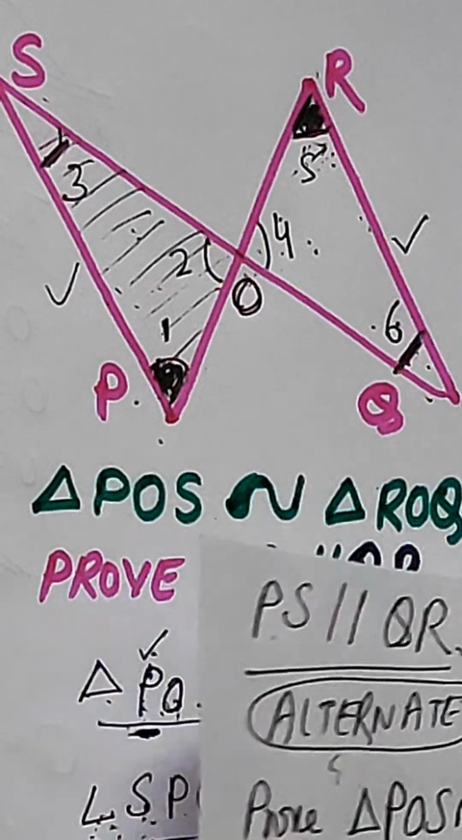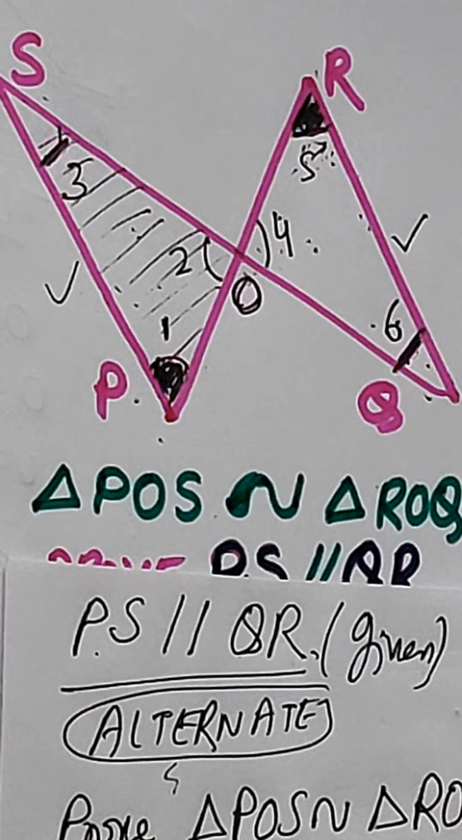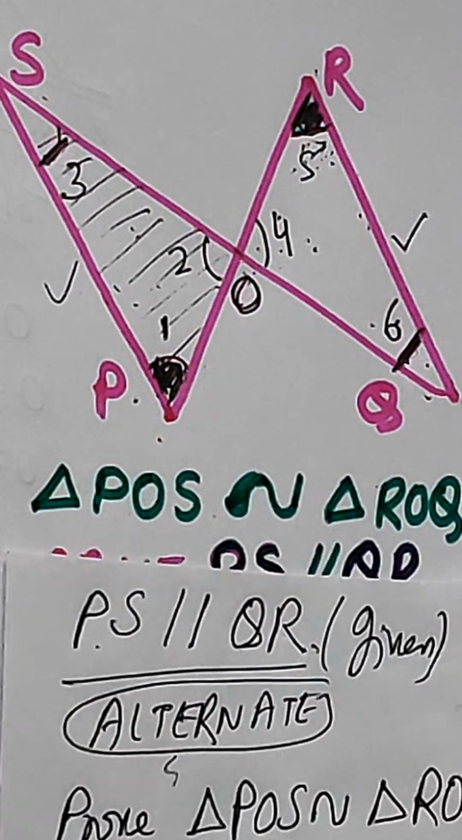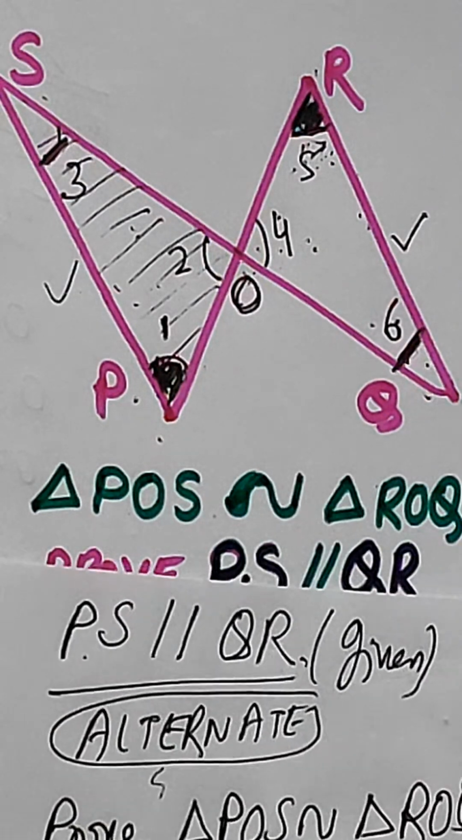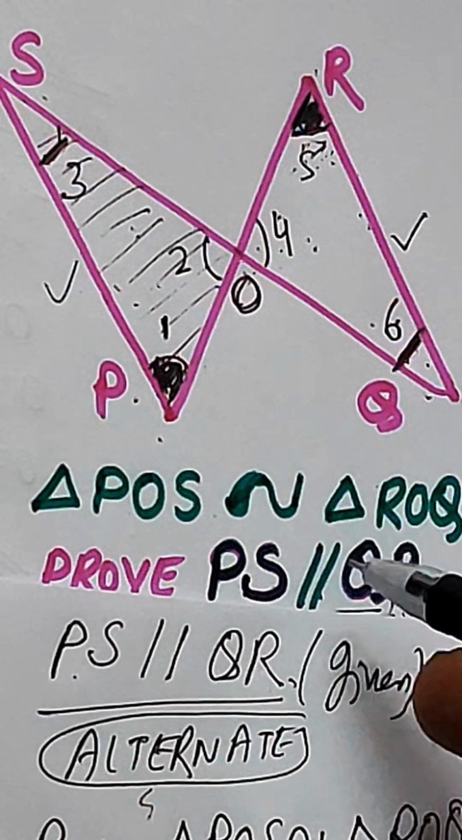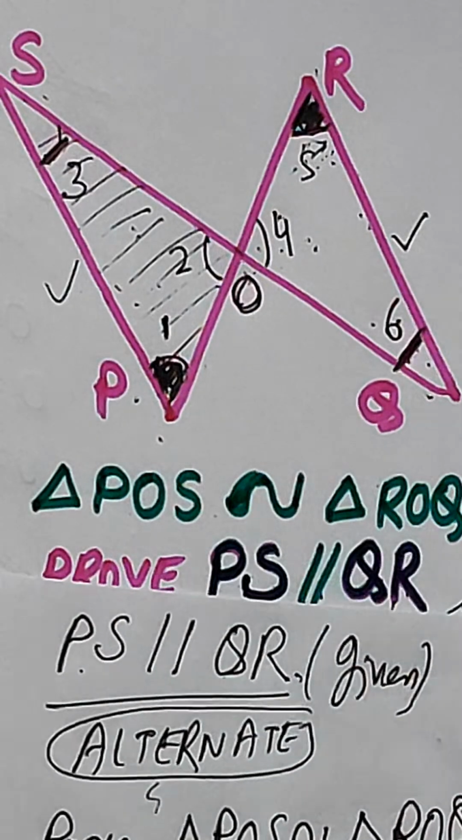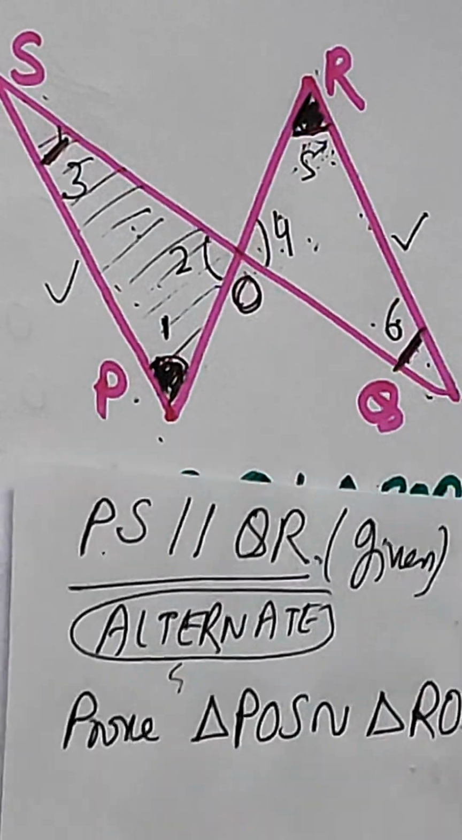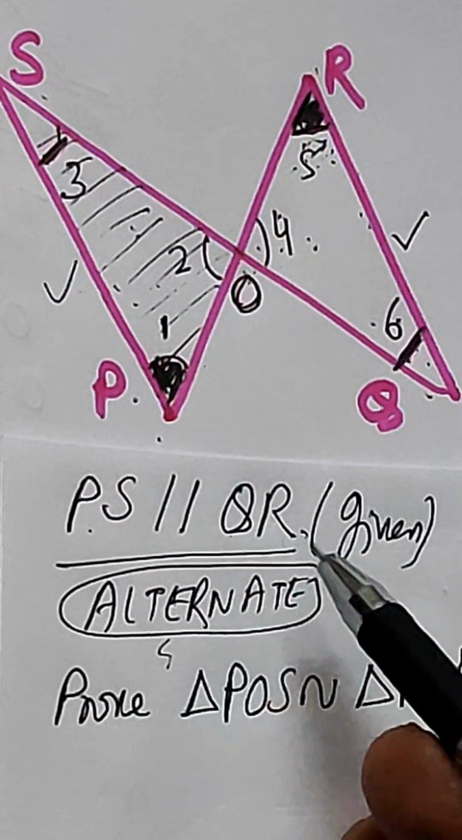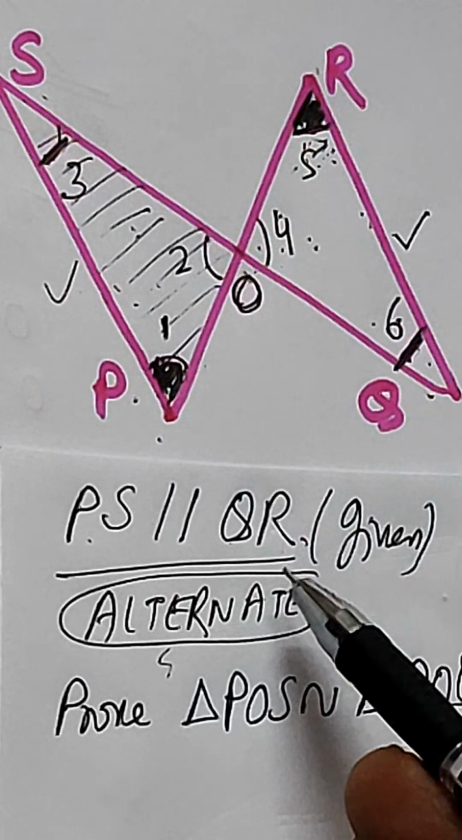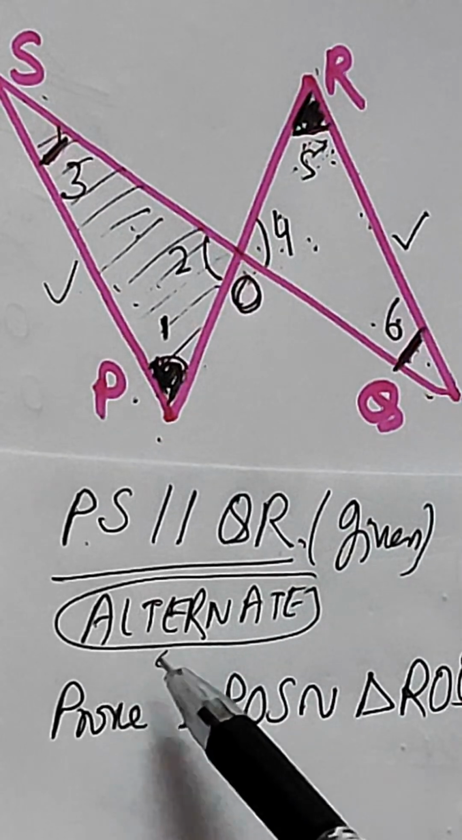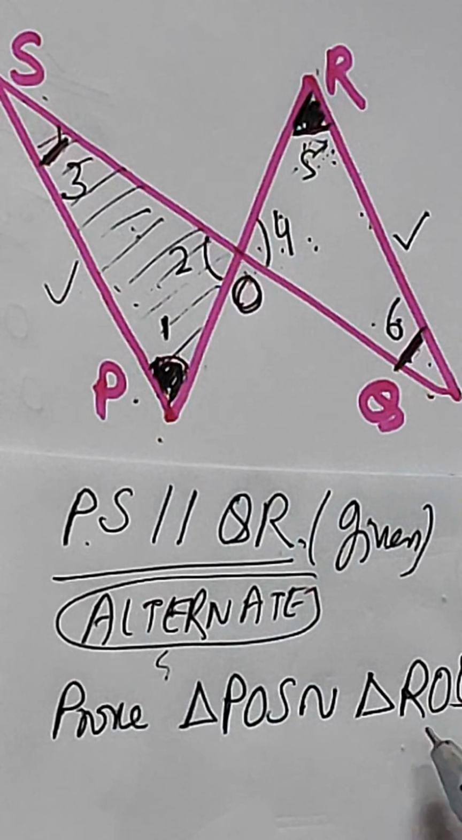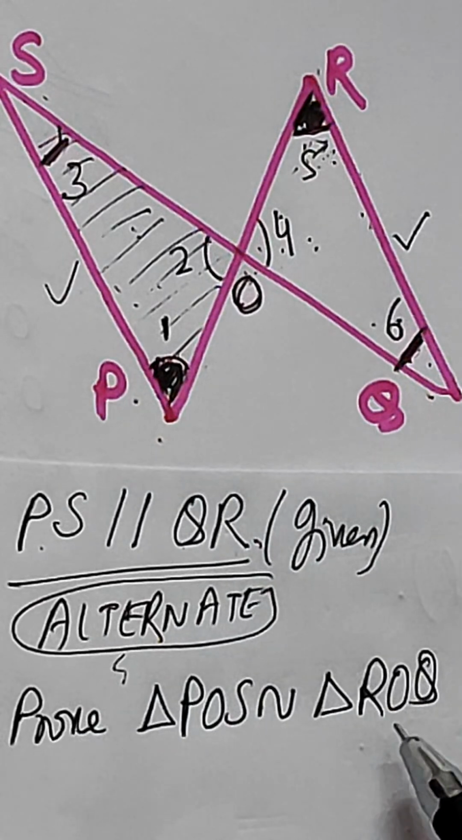I think it's visible, right? So this part we need to prove. The first part we have already proved. We'll go to the second part. That is, if PS is parallel to QR, then we need to prove triangle POS is similar to triangle ROQ, right?